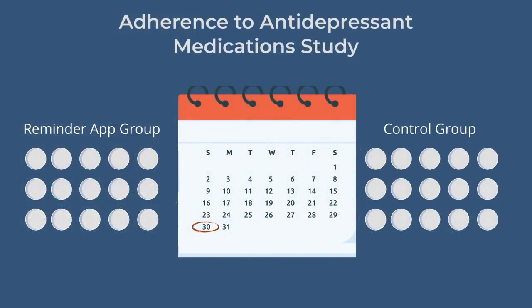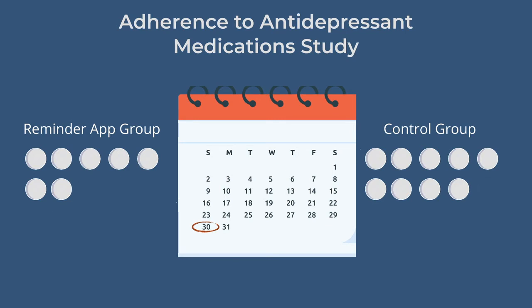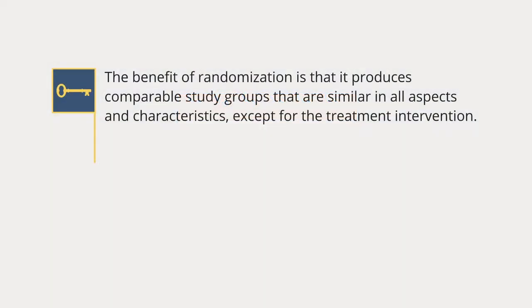At the end of the study, the researchers found that students randomized to receive the reminders were slightly more adherent than students in the control group who did not receive the reminders. The benefit of randomization is that it produces comparable study groups that are similar in all aspects and characteristics except for the treatment intervention.